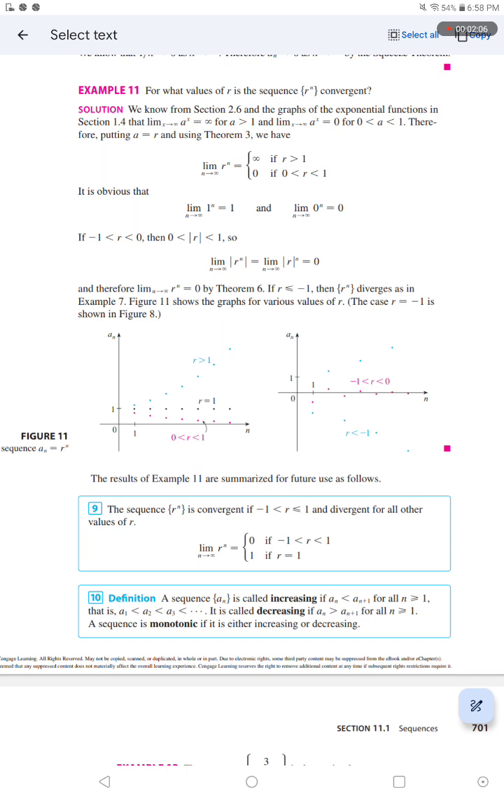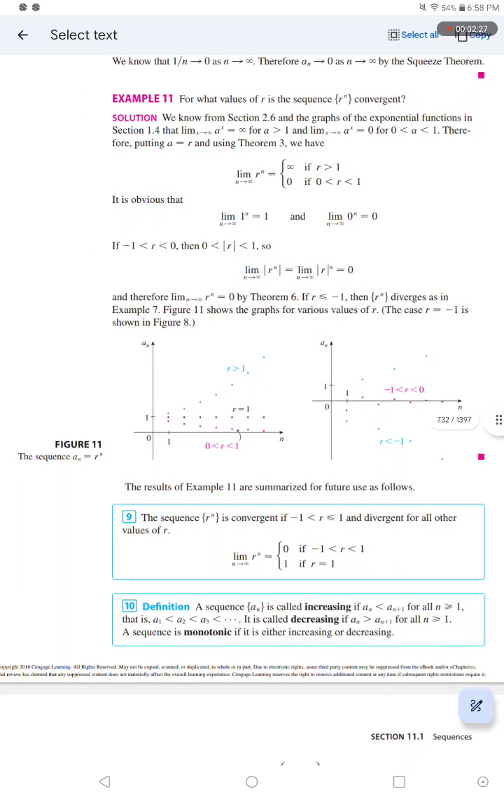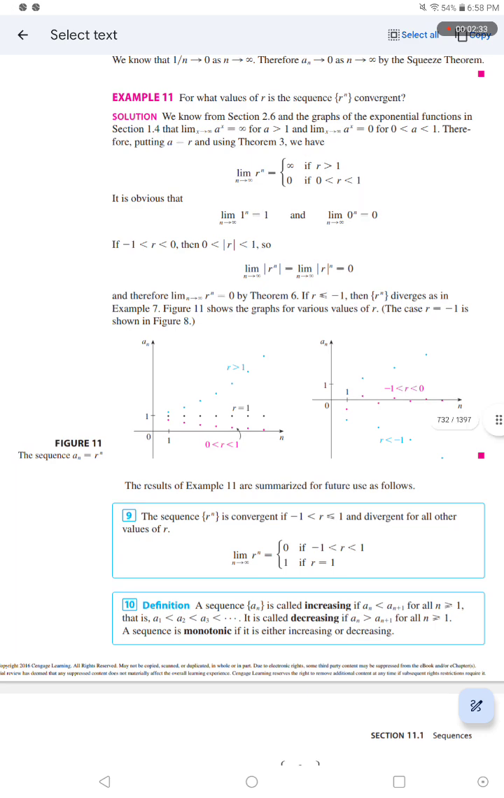If r is less than or equal to negative 1, then {r^n} diverges as in Example 7. Figure 11 shows the graphs for various values of r. The case r equals negative 1 is shown in Figure 8. Figure 11: the sequence a_n equals r^n.